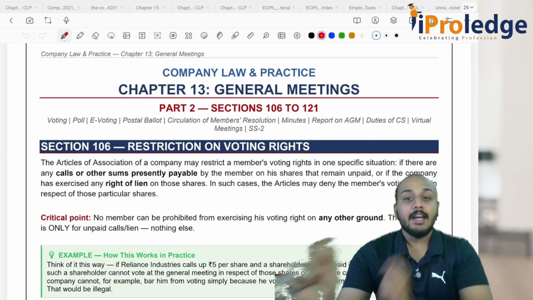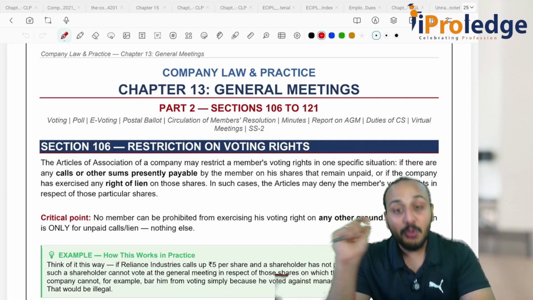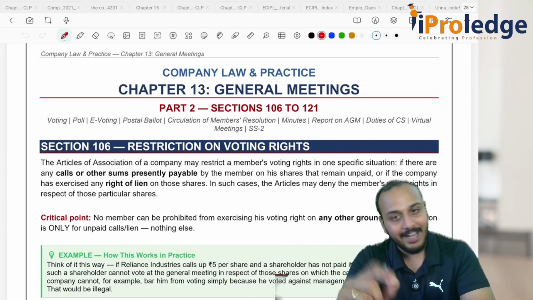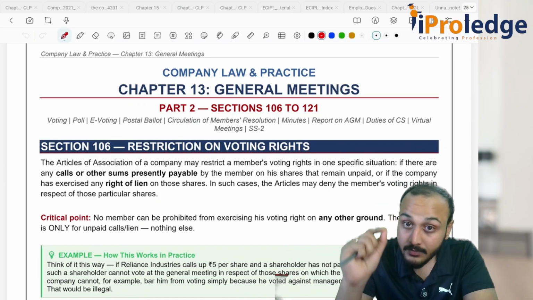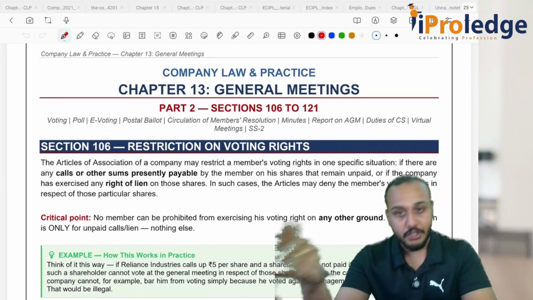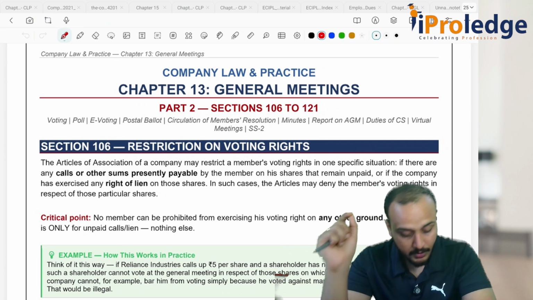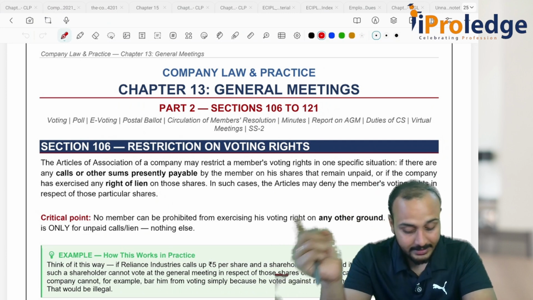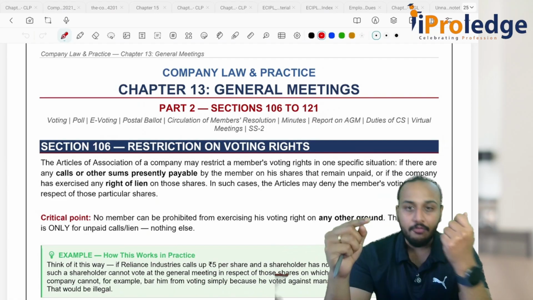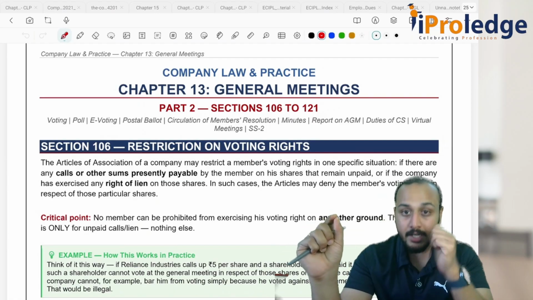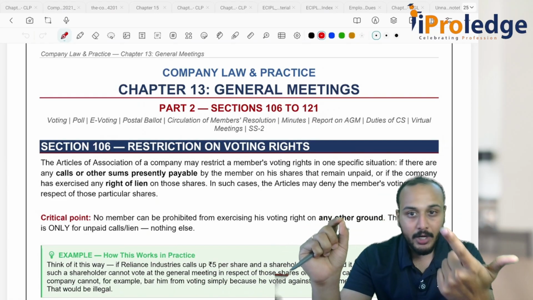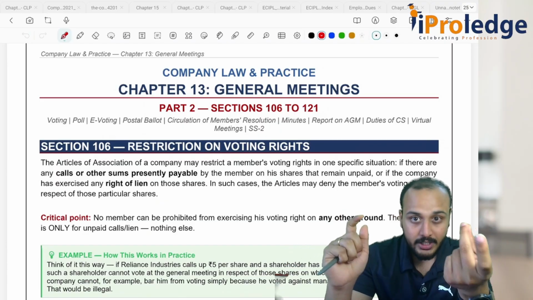So automatically, the company will have the right to put restrictions on his voting rights. Or if the company has exercised its right of lien. Now, let's quickly understand what a lien is. Your charge is a lien, your mortgage is a lien, and hypothecation is a lien.